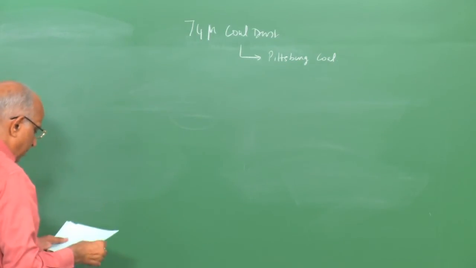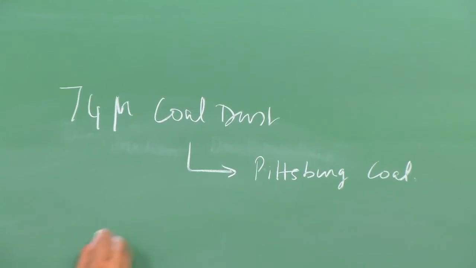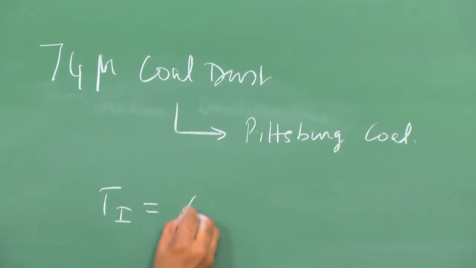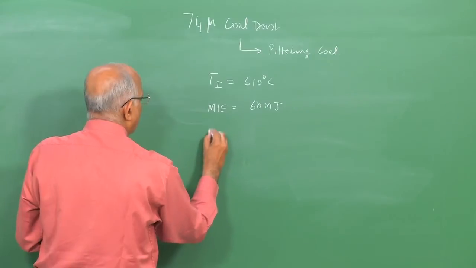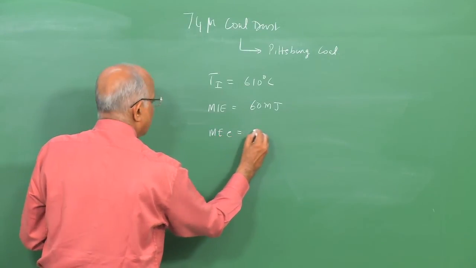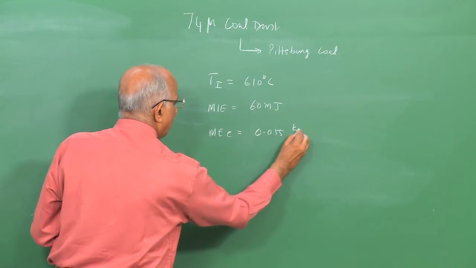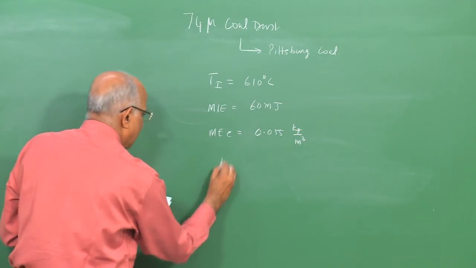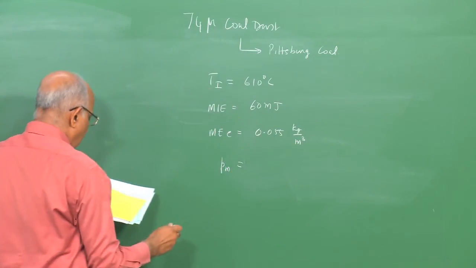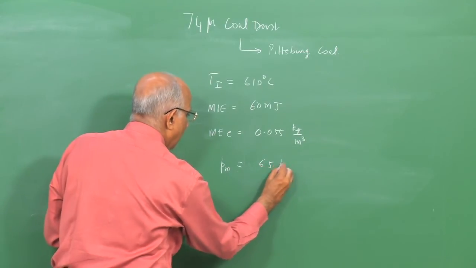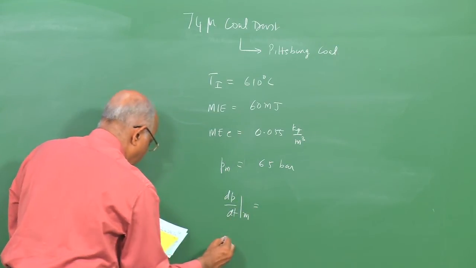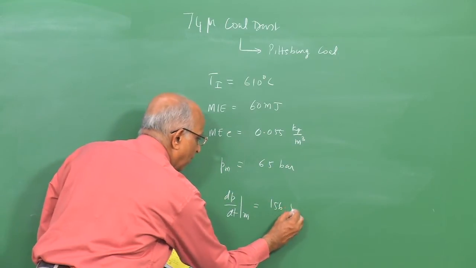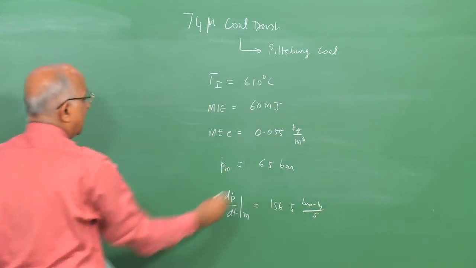The values for the Pittsburgh coal are as follows. The temperature of ignition of the Pittsburgh coal is something like 610 degrees centigrade. The minimum ignition energy of this coal dust is 60 millijoules. The minimum explosive concentration is equal to 0.055 kilogram per meter cube. The maximum pressure of this coal dust is equal to 6.5 bar. And the value of dP by dT maximum is equal to 156.5 bar per second. This is the standard with which we compare.